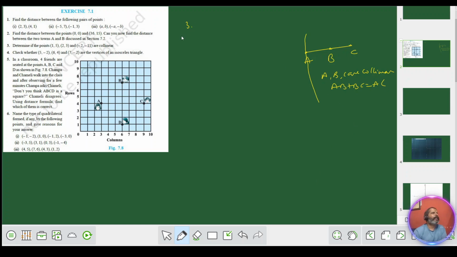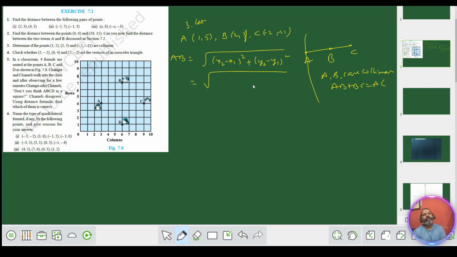Okay. Let's assign the numbers to A, B, C. Let A be 1 comma 5, let the points B be 2 comma 3, C be minus 2 comma minus 11. Pardon me, minus 11. Then find AB. Distance formula, you write. Once I'll write the distance formula, and the next 2 times I'll just substitute the values. x2 minus x1 whole square plus y2 minus y1 whole square. So AB becomes, x2 is what? 2. Okay. 2 minus 1.